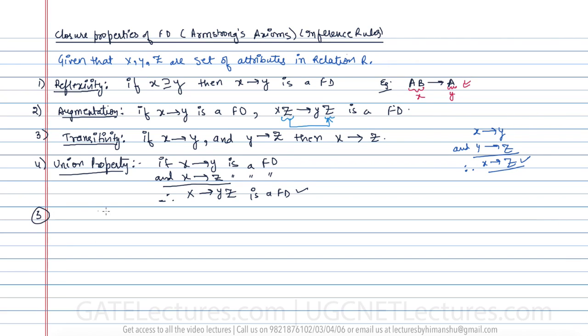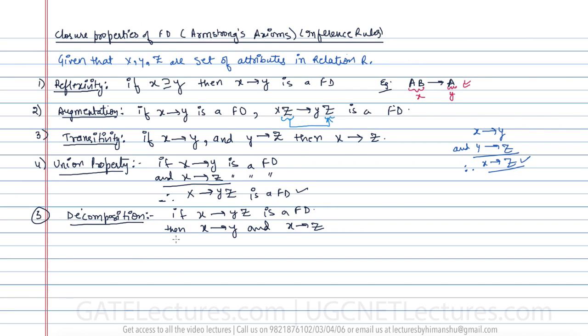The next one is the decomposition property. This decomposition property is just the opposite of the union property. That means if you have a functional dependency like X determines YZ which is already given, then X should determine Y and X should determine Z. That property does hold.